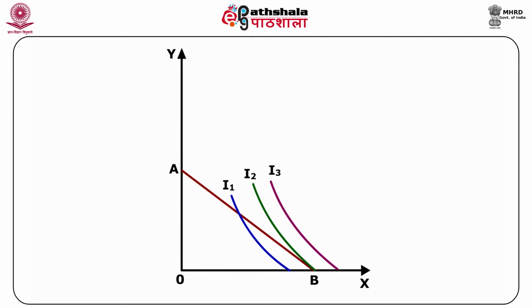On the other hand, if the budget line is always flatter than the indifference map, then MRSXY will be greater than PX upon PY at all possible combinations on the budget line AB. In this case, the consumer maximizes satisfaction by purchasing only commodity X and none of Y. In this case, the consumer equilibrium will be attained at a corner solution at point B.